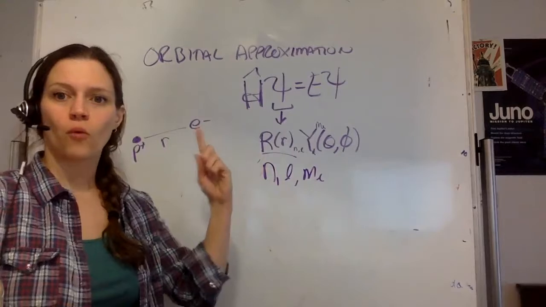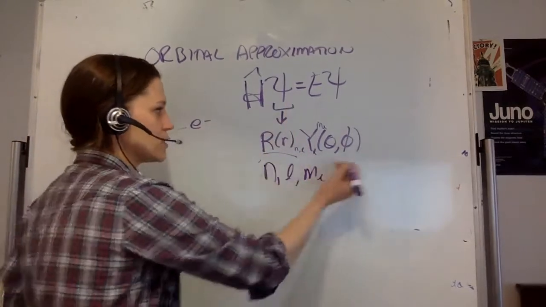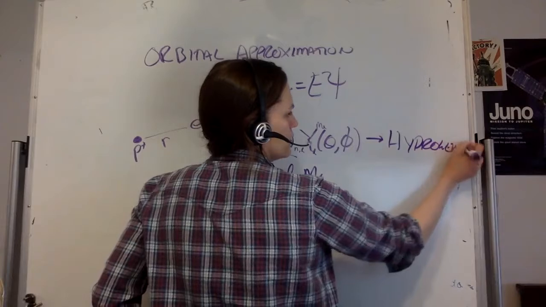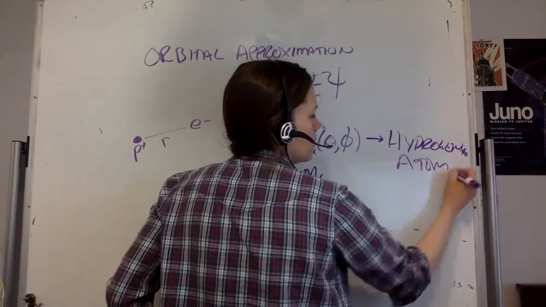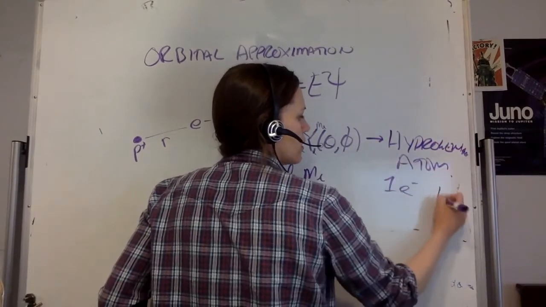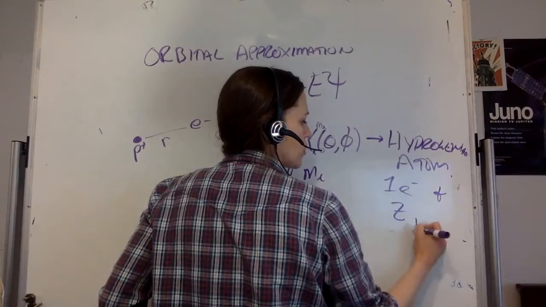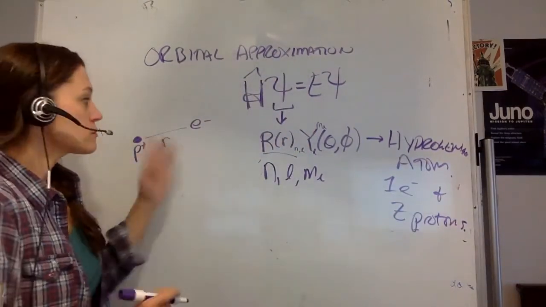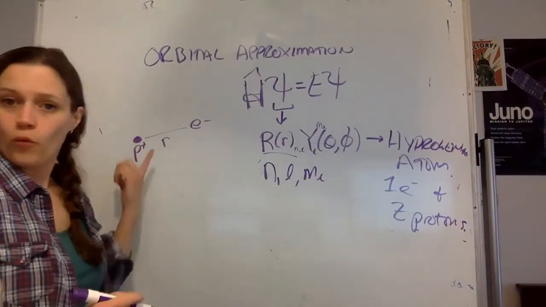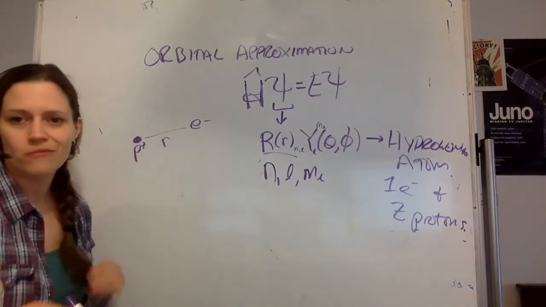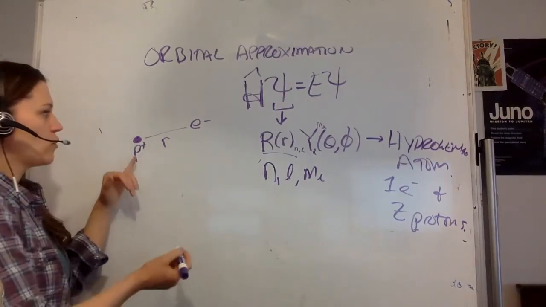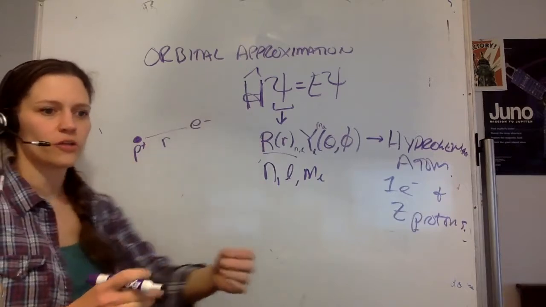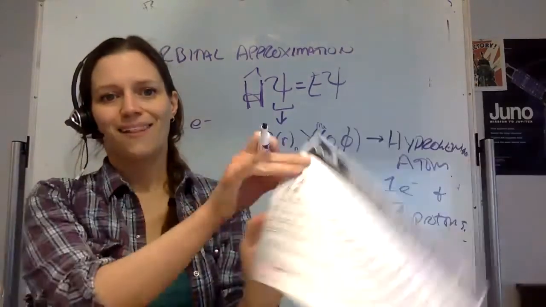Cool. For one electron, we know what this is for the hydrogenic atom, which is one electron and Z protons. Cool? Okay, so how often do you just have one electron? Very rarely. So when you want to include multiple electrons, the way you do that is the orbital approximation.